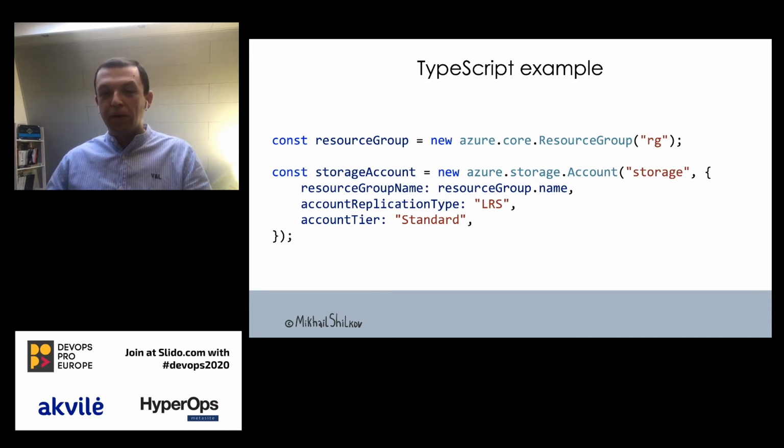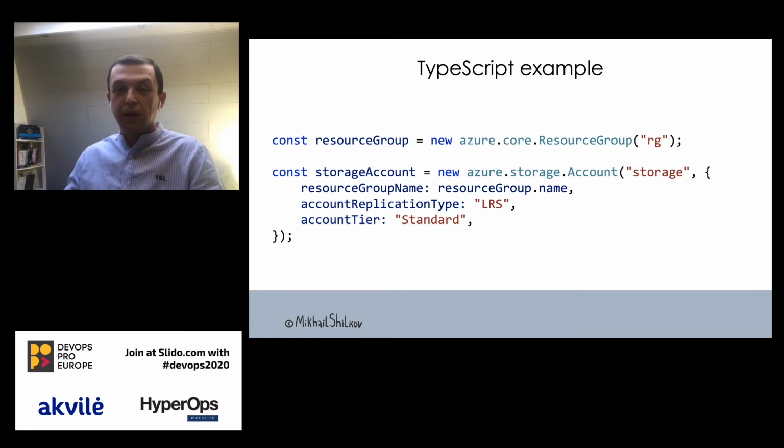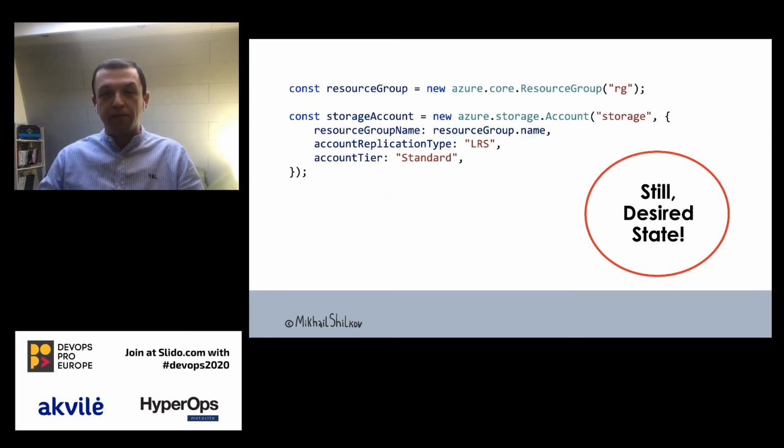And just because I used the variable resource group in the account definition, Pulumi will be smart enough to figure out that dependency in the graph and deploy the resource group first, and then wait until it's done to start deploying the account. The most important here to understand is that this is still desired state configuration.